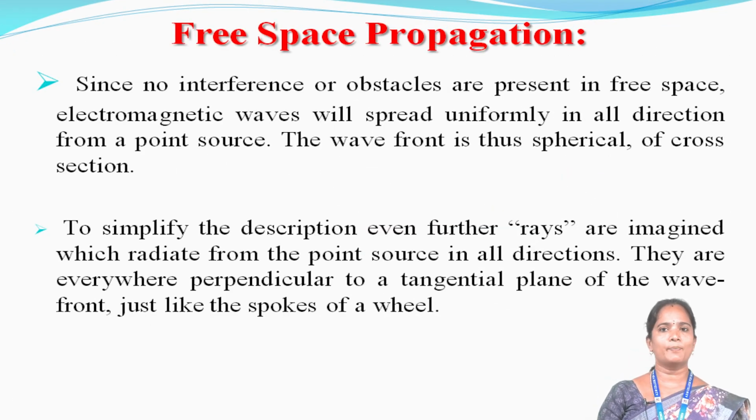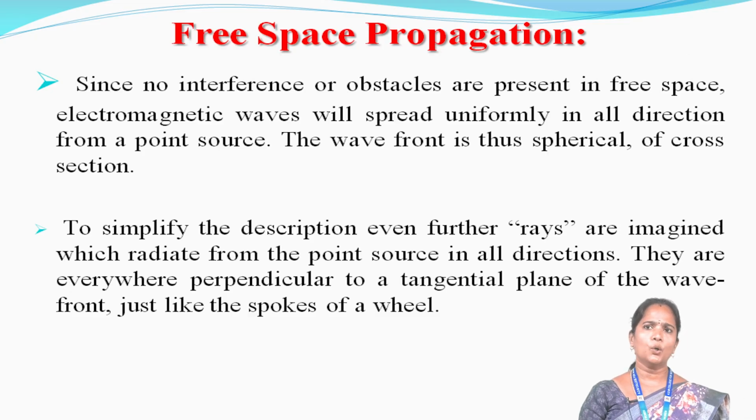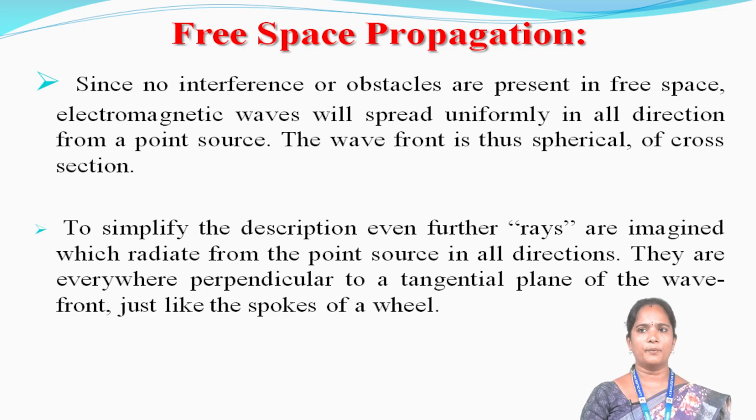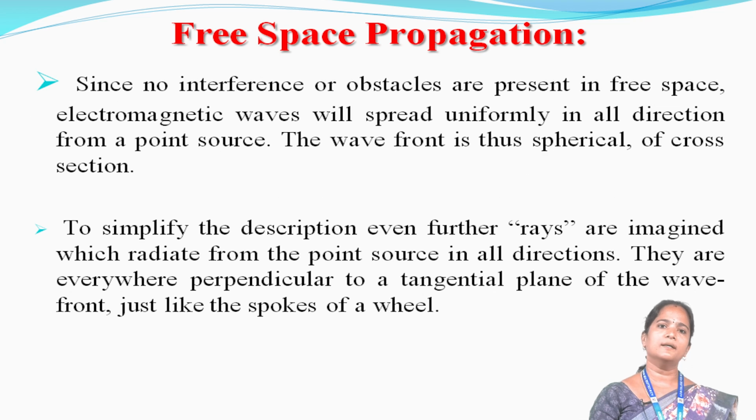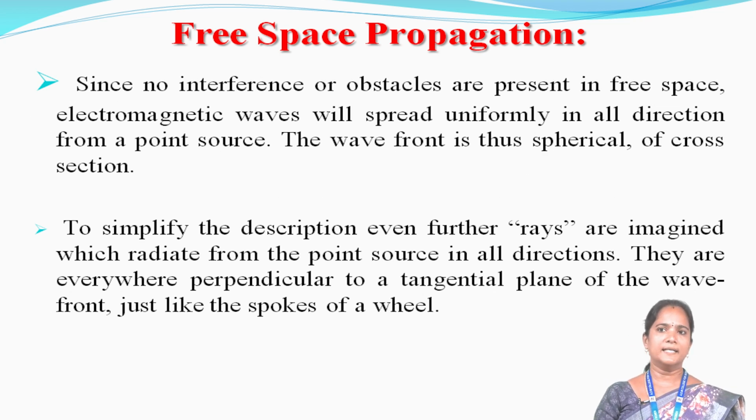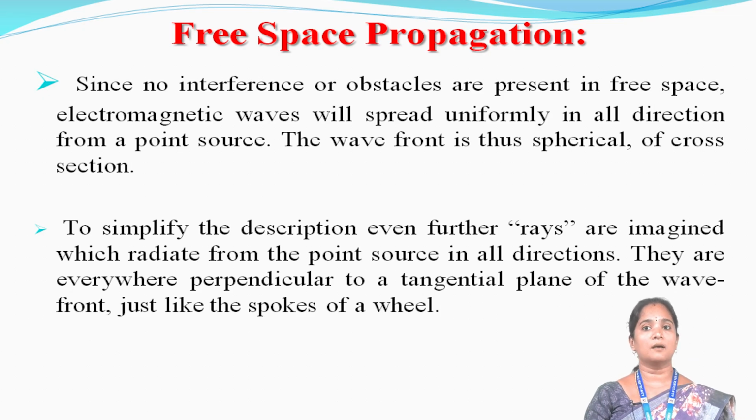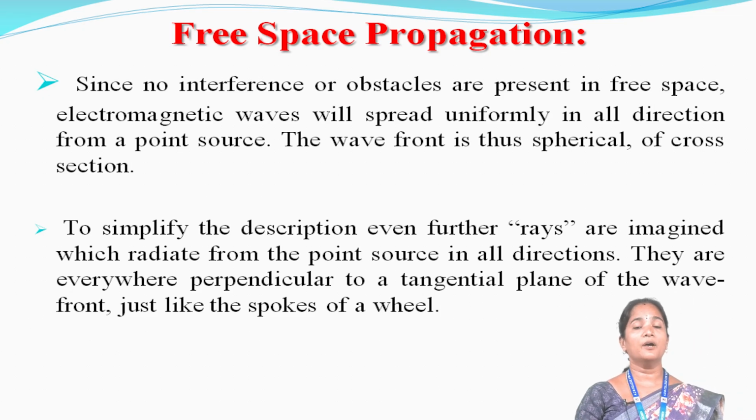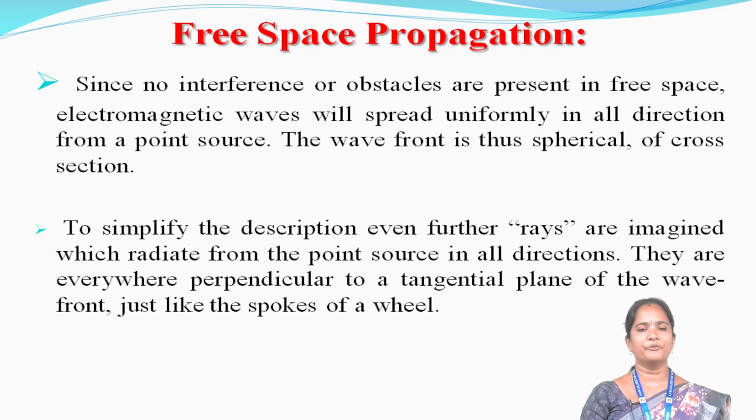Next one, free space propagation. Since no interference or obstacles are present in free space, electromagnetic waves will spread uniformly in all directions from a point source. The wavefront is thus spherical in cross section. To simplify the description even further, rays are imagined that radiate from the point source in all directions. They are everywhere perpendicular to the tangential plane of the wavefront, just like the spokes of a wheel.